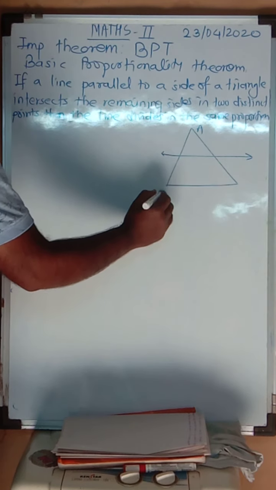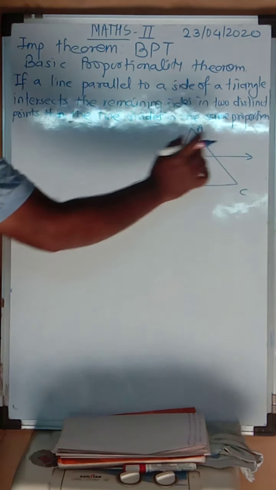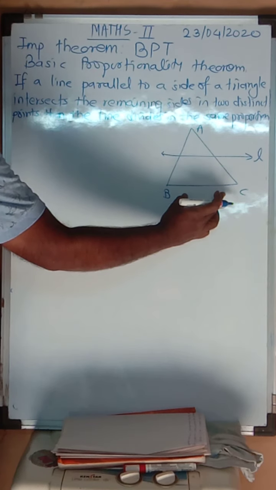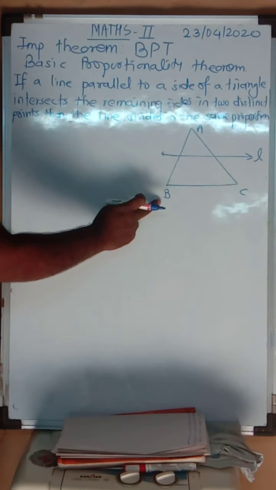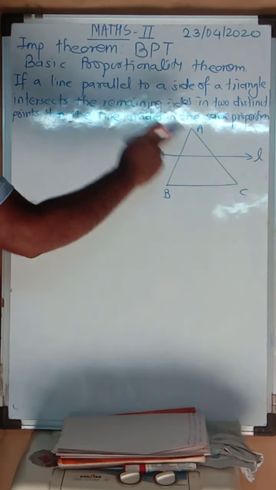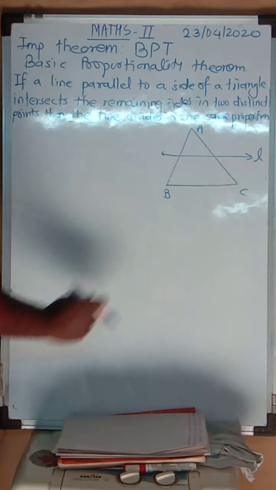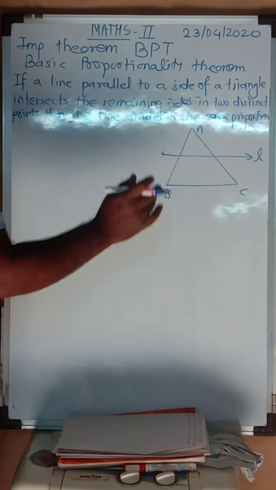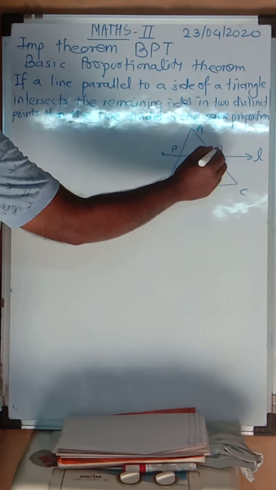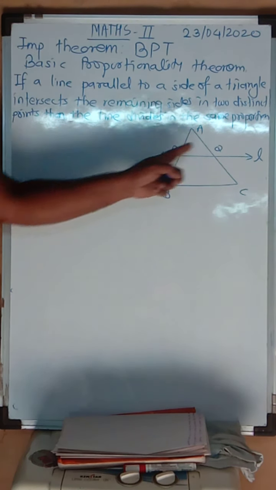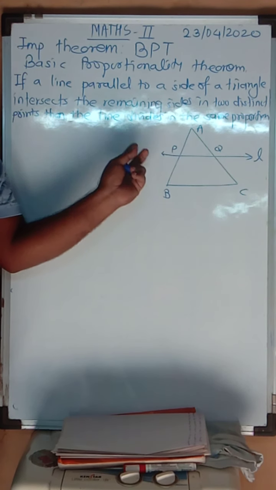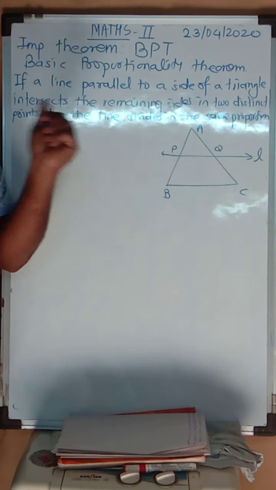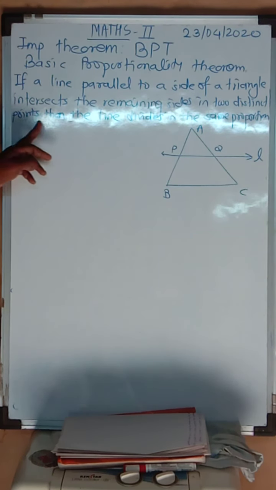Here, suppose it is a triangle ABC, and we are drawing a line L which is parallel to one of the sides, that is to BC. That means line L is parallel to BC, but this line intersects the remaining two sides, that means AB and AC, at any two distinct points. Let the points be P and Q. Line L is parallel to BC and intersects the remaining two sides, that is AB at point P and AC at point Q. Then what happens? Then the line divides them in the same proportion.